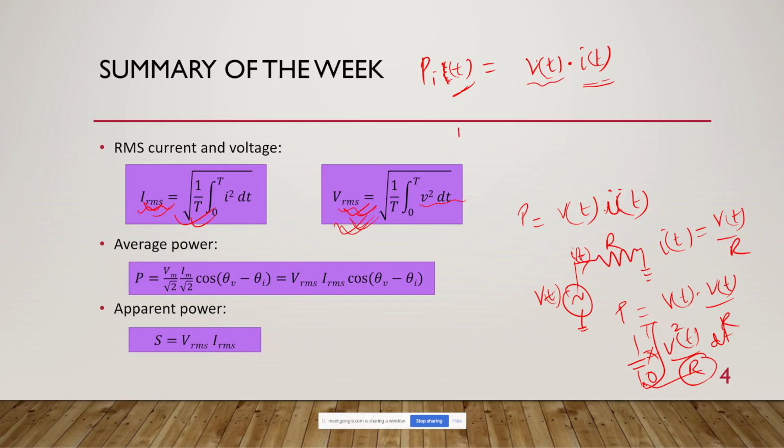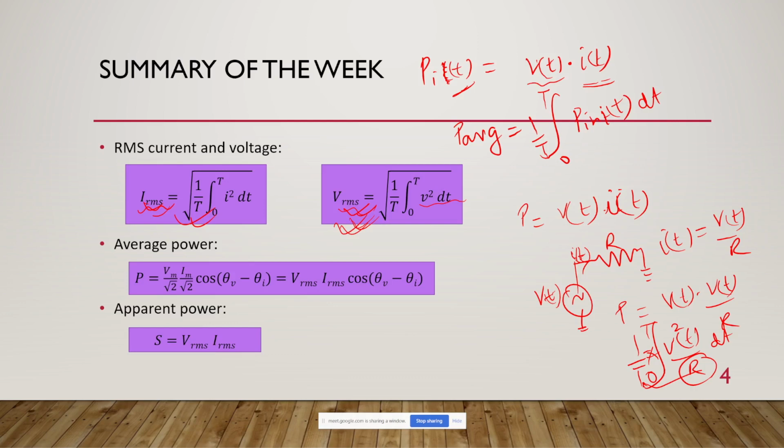Now what is average power? P_avg is basically the integral of this instantaneous power. It is the average of the instantaneous power. What is meant by the average of instantaneous power?